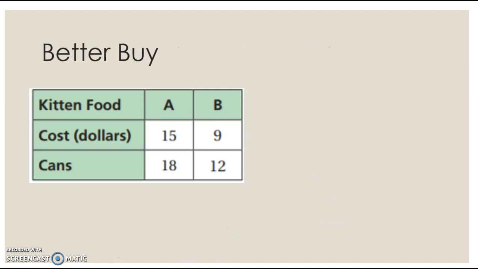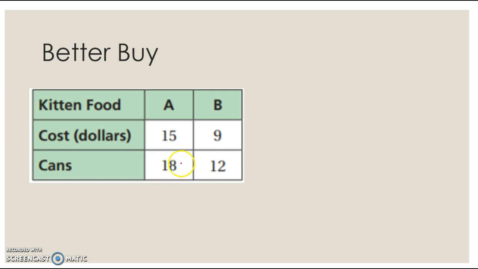Our last problem is better buy. So we're deciding if A or B is the better, or I guess the cheaper amount or the better value. So here, cost per can, we've got $15 for 18 cans or $9 for 12 cans. There's 2 different ways we could do this. We could find a unit rate for each one of these, or we could find a common denominator similar to what I did on the last problem.